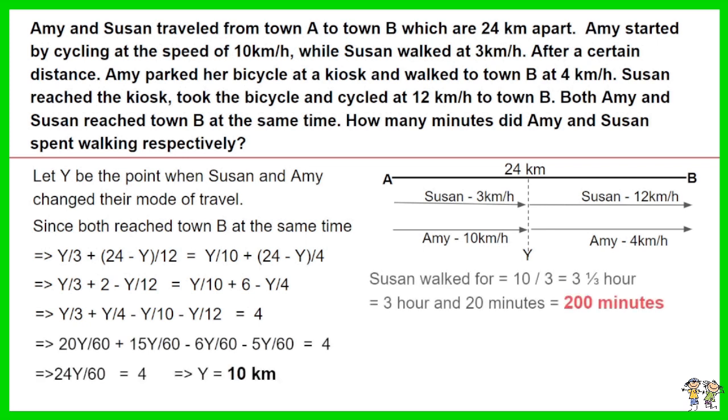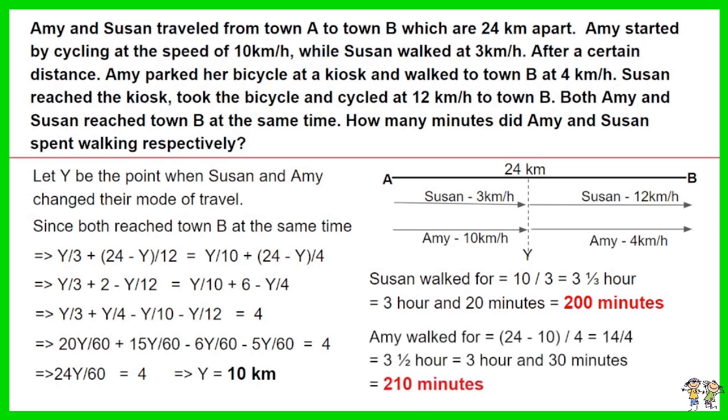As such, Susan walked for 10 divided by 3 equals 3 1/3 hours. The answer is 200 minutes. Amy walked for 14 divided by 4 equals 3.5 hours. The answer is 210 minutes.